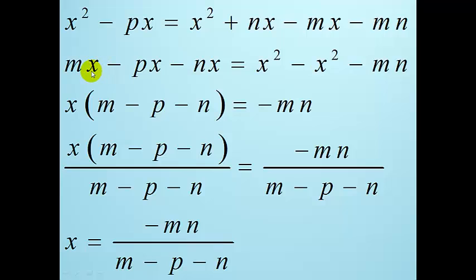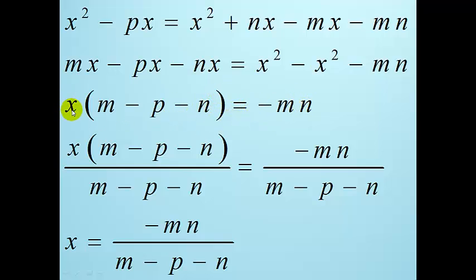Now because we are making x the subject and x is common to all these three terms, we have x here, we have x here, and we have x there. So we factor the x out, and we have m minus p minus n in brackets because x has been factored out. So we have x times m minus p minus n in brackets is equal to minus mn.